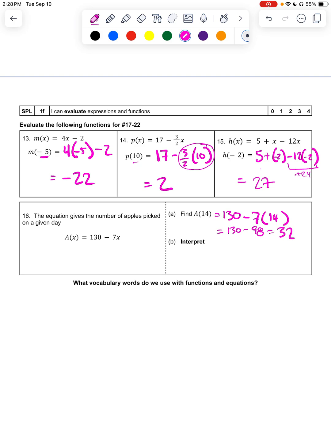So what does that mean? This equation is all about apples picked. The input is days. So I'm going to say on day 14, 32 apples were picked. And that's what it means to interpret, is to write it as a sentence where we talk about both the input and the output. We talked about the input and the output, and we use labels.